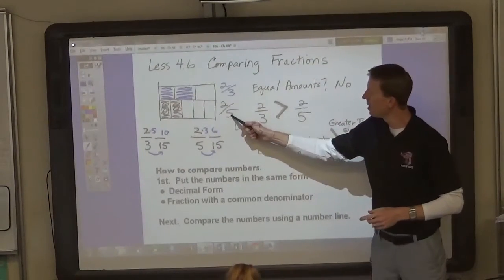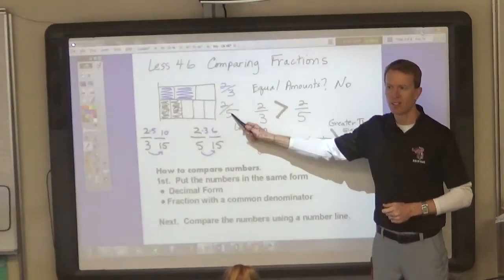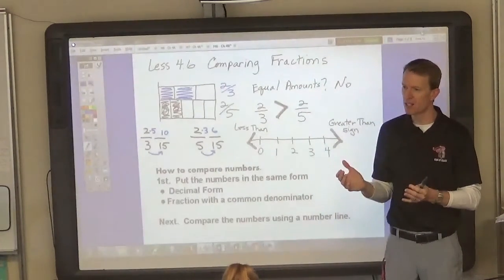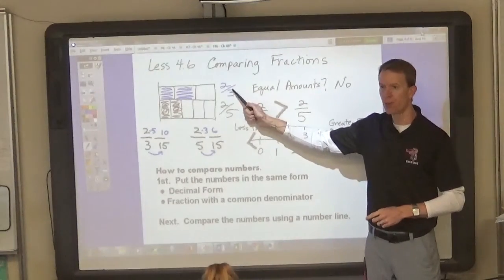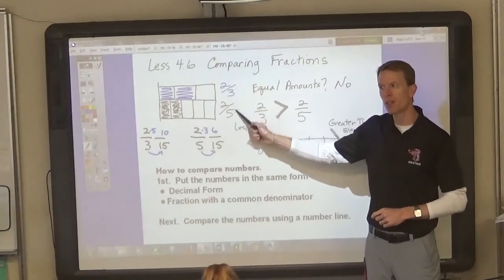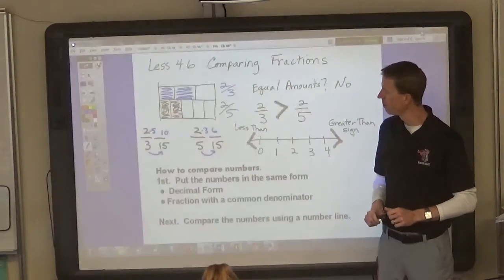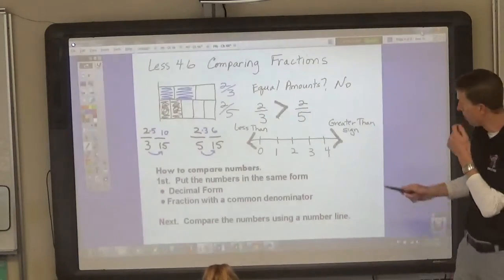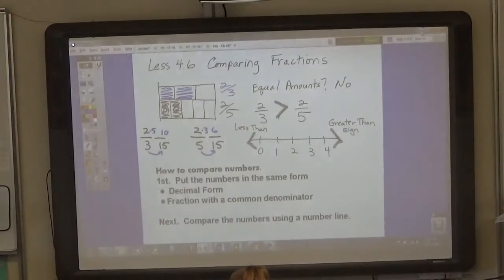This means that the pieces are smaller if you have 2/5. If you have a pizza that's cut into fifths, into 5 pieces, then the pieces are smaller than if it's just cut into 3 pieces. So you can compare the top numbers and you can compare the bottom numbers to see which one is more. Now, we use the greater than sign or the less than sign. That's how we're going to be comparing them, using these signs or using a number line.